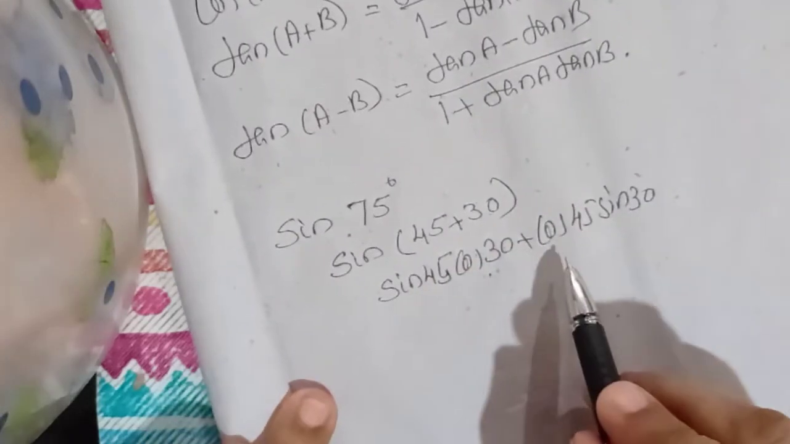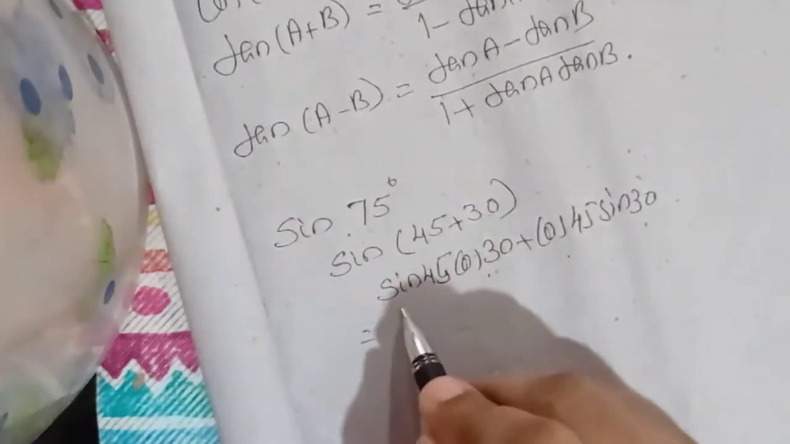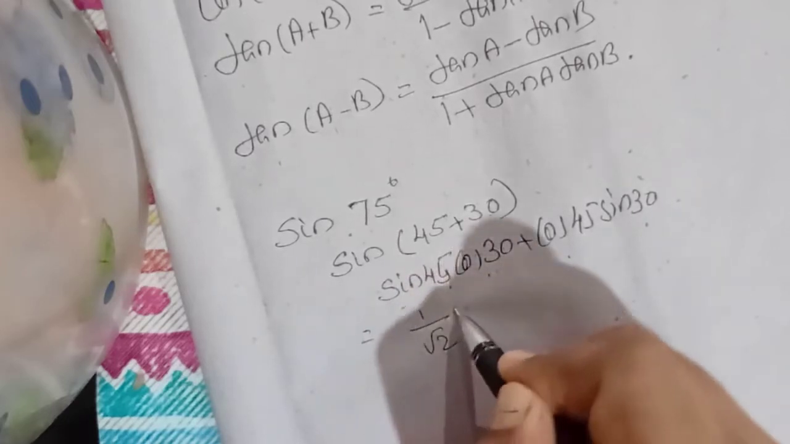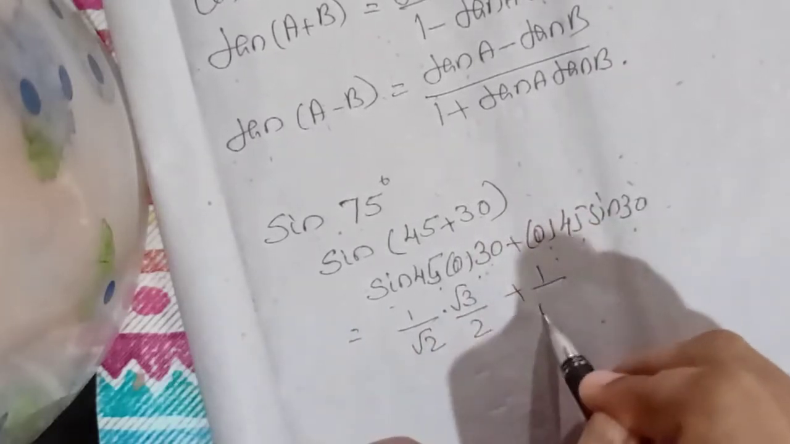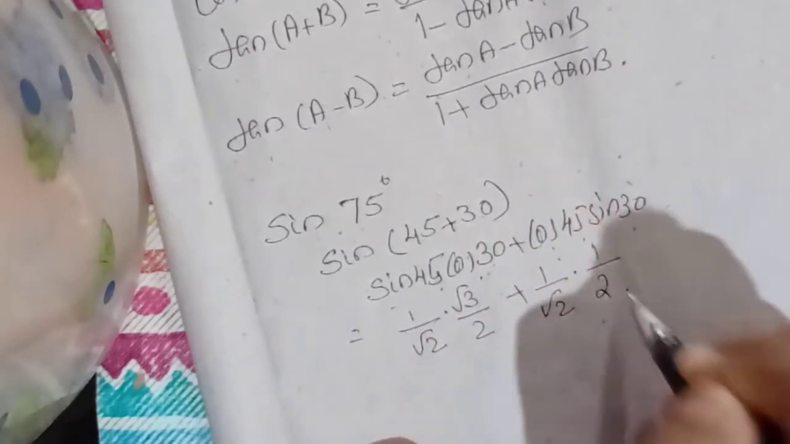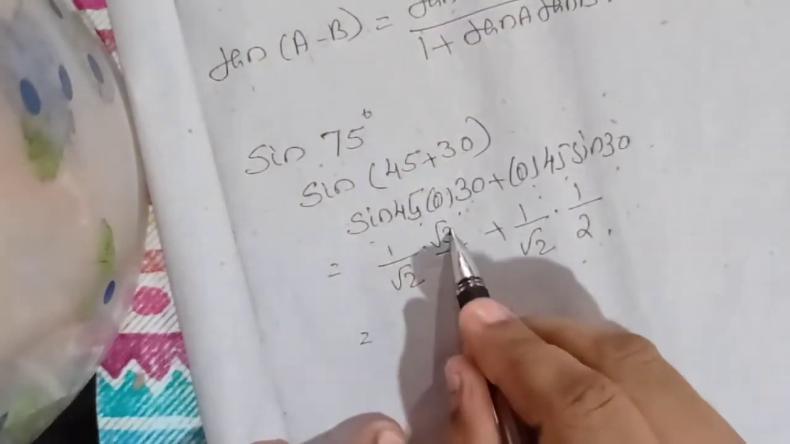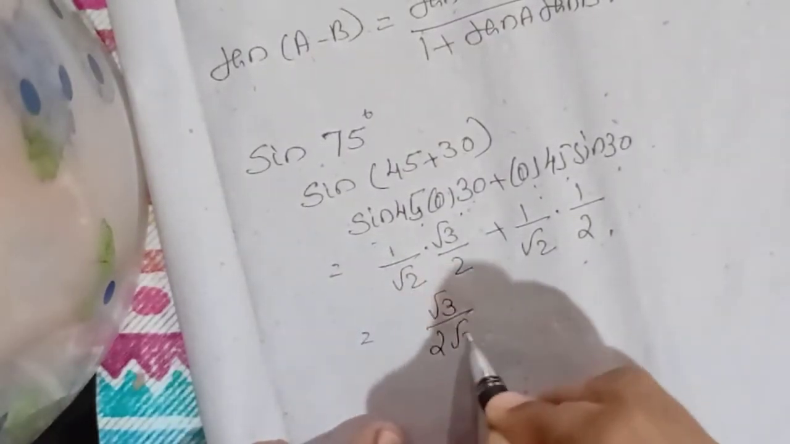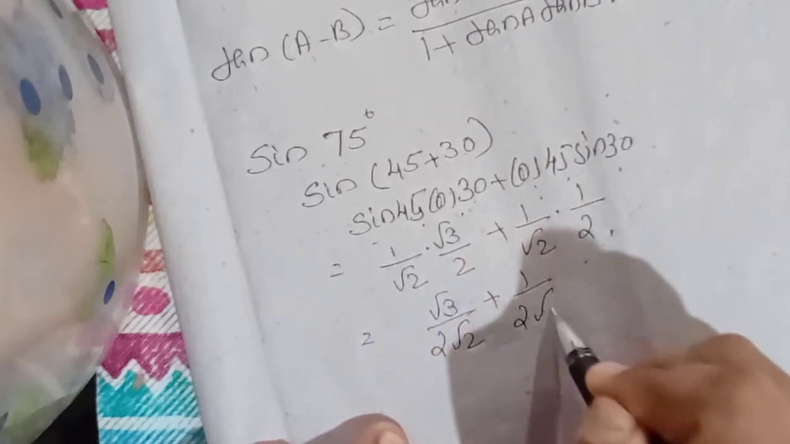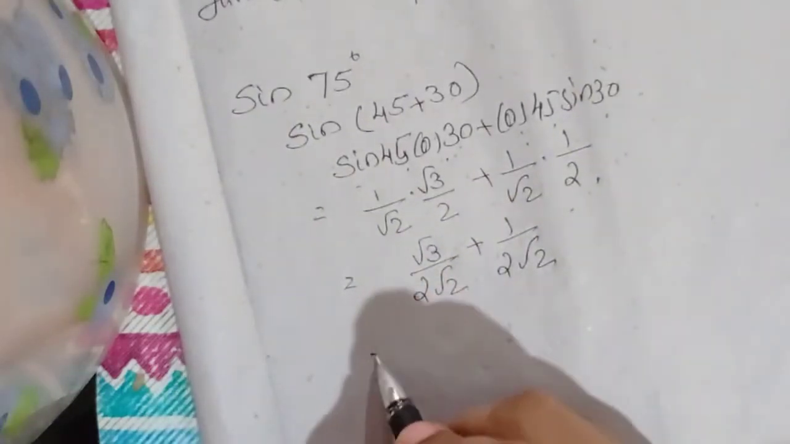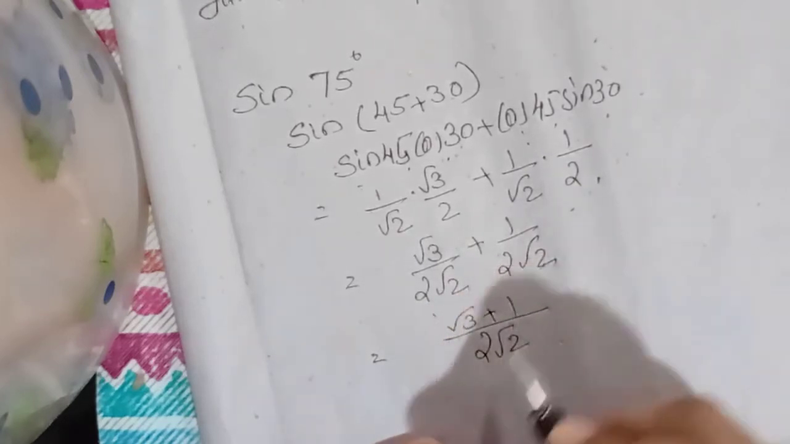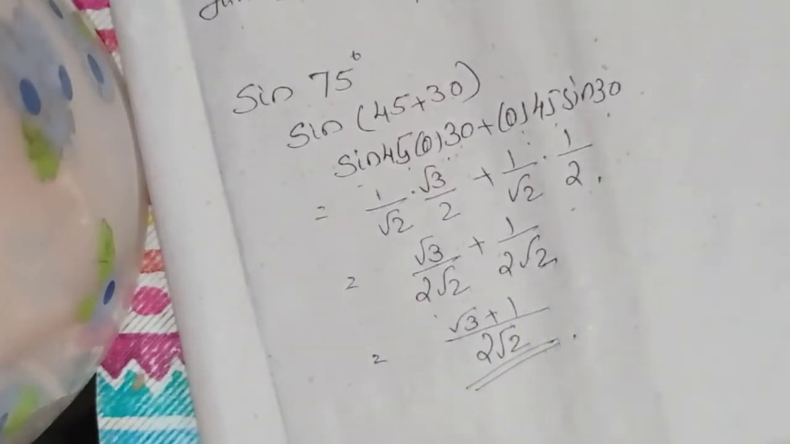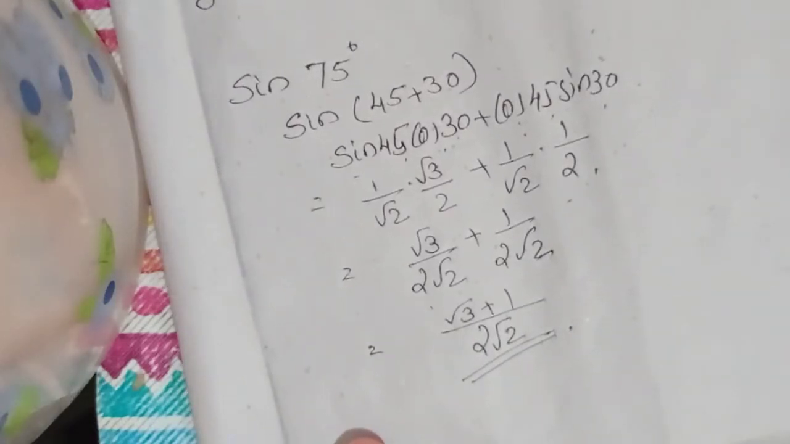What is sin 45? 1 by root 2 into cos 30, root 3 by 2, plus cos 45, 1 by root 2, into sin 30, 1 by 2. Multiplication: root 3 by 2 root 2 plus 1 by 2 root 2. 2 root 2 is the LCM, so root 3 plus 1 by 2 root 2.